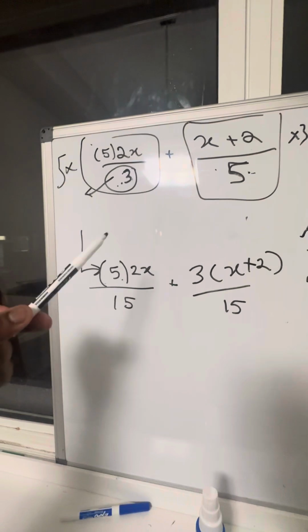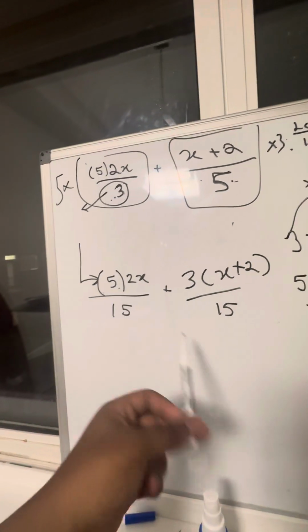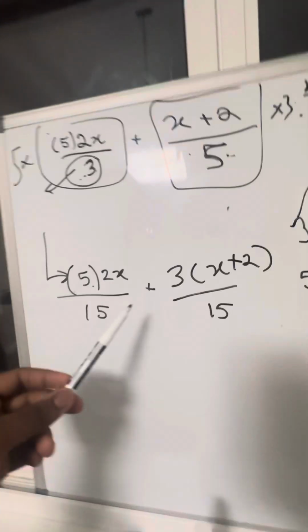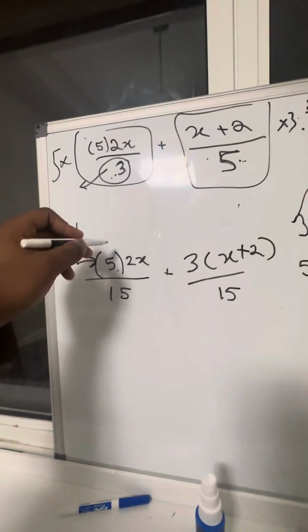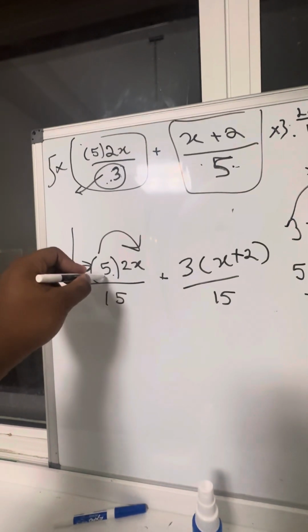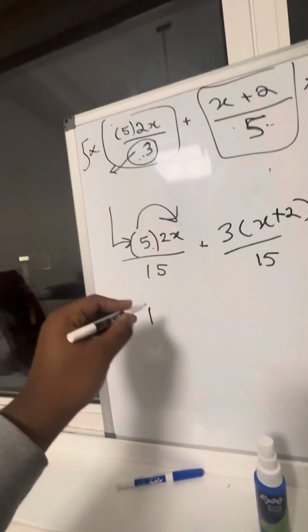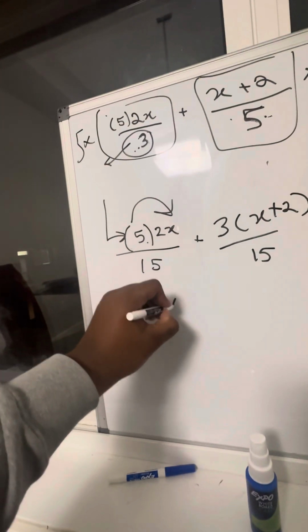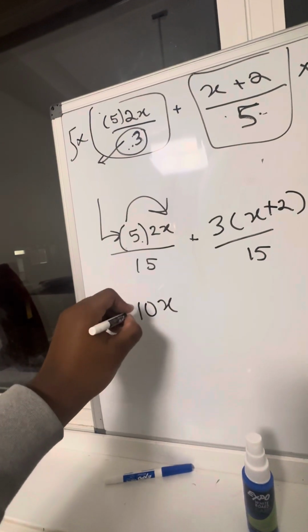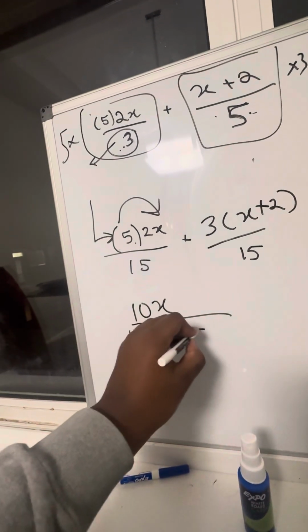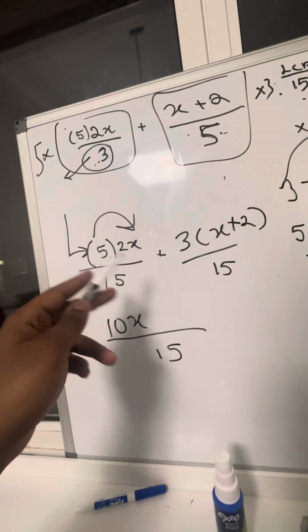So in order to add fractions, the denominators need to be the same, which is what we've done up here. So then, now you distribute the 5 to the 2x. That just gives you 5 times 2x is 10x over 15.